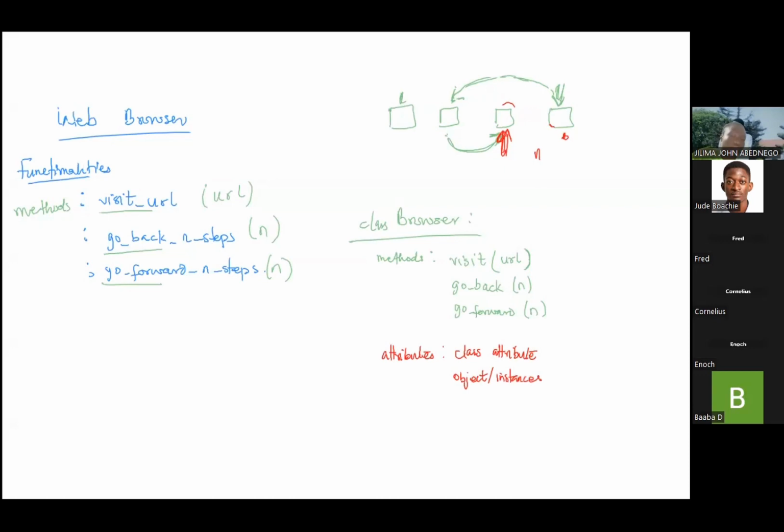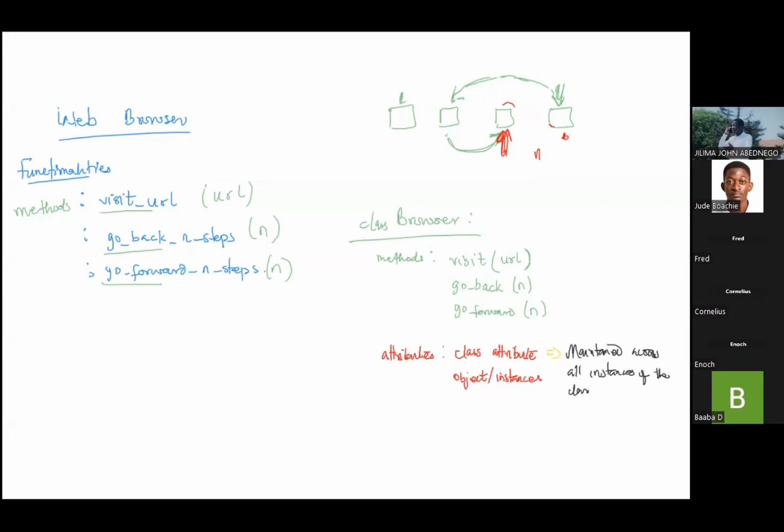So class attributes are simply maintained across all instances of the class. Let's change the color to something like black. So this is maintained across all instances of the class. Let me show you what I mean.